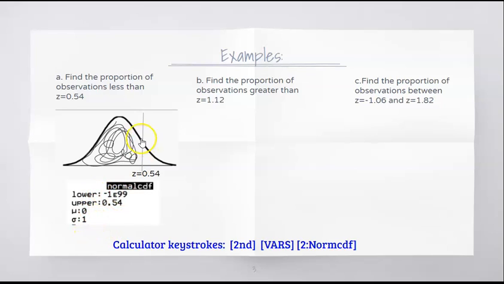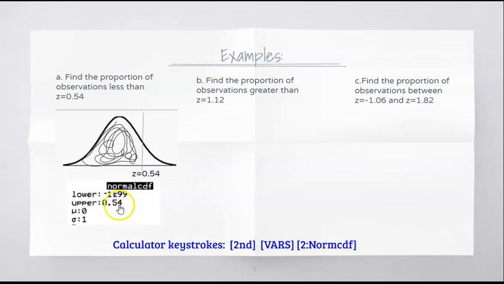The lower is what's the lower value of the shaded region? Now think of your horizontal axis as a number line. If you're going all the way to the left, that basically goes to negative infinity. So it could be negative infinity for a z-score. Now, we don't have that calculator button, so we just use negative 1 E 99. You could use negative 10,000. You could use any negative large number. It would be fine. But the default is in there.